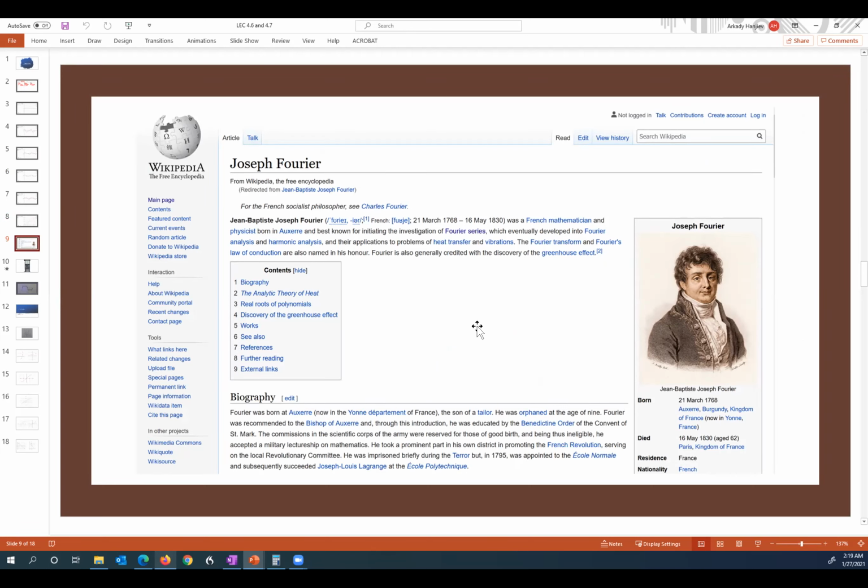Couldn't go further than that because he was not from noble stock. So he accepted a military lectureship and served in the army and all the good stuff here. But eventually he was a mathematician, and he did some things. He did some greenhouse effect things here. He started looking at how, not so much electricity, but maybe how conduction works. And he was kind of the forerunner to conduction.